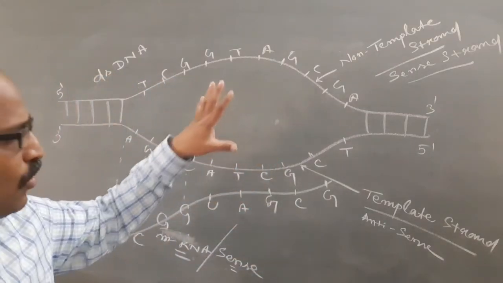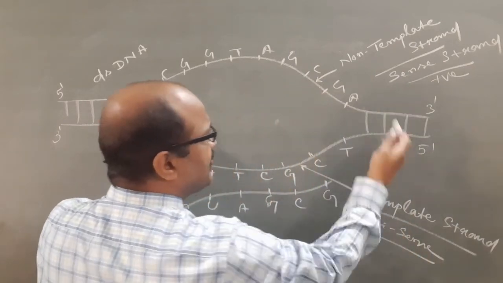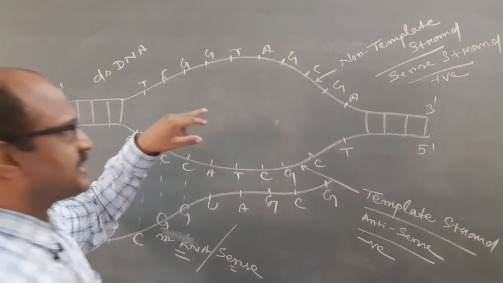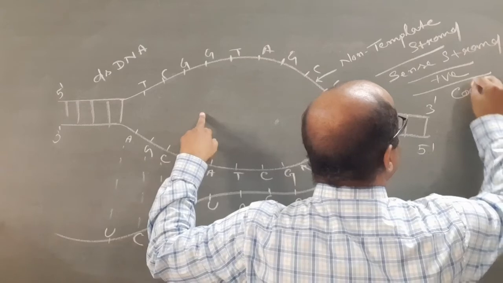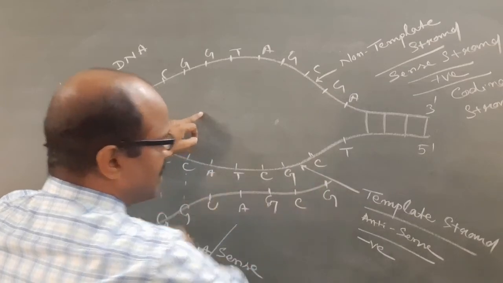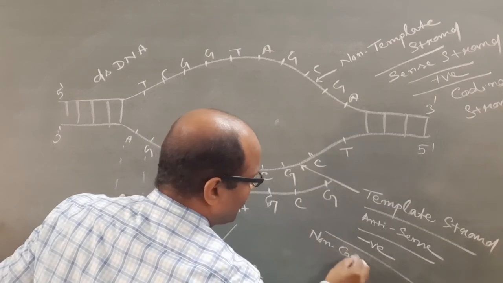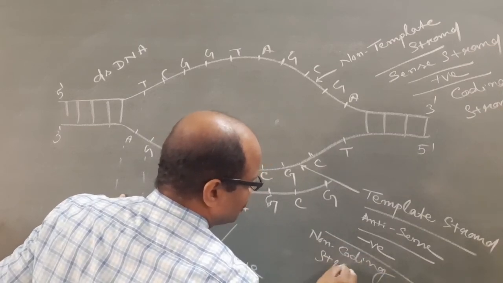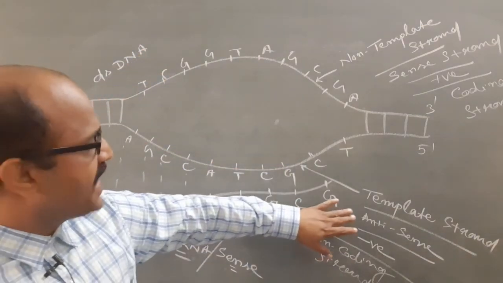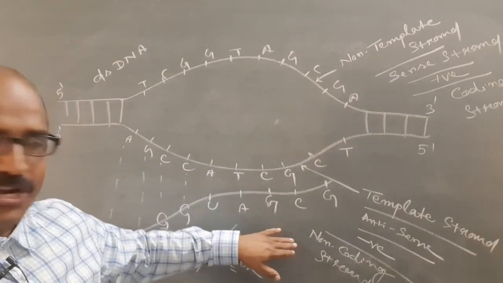This sense strand is also known as the positive strand, and the complementary of the positive strand is known as the negative strand. This sense strand is also known as the coding strand, and the complementary of the coding strand, meaning the template strand, is always known as the non-coding strand. So this is the whole discussion of the template, non-template, antisense, sense, positive, negative, coding strand and non-coding strand.